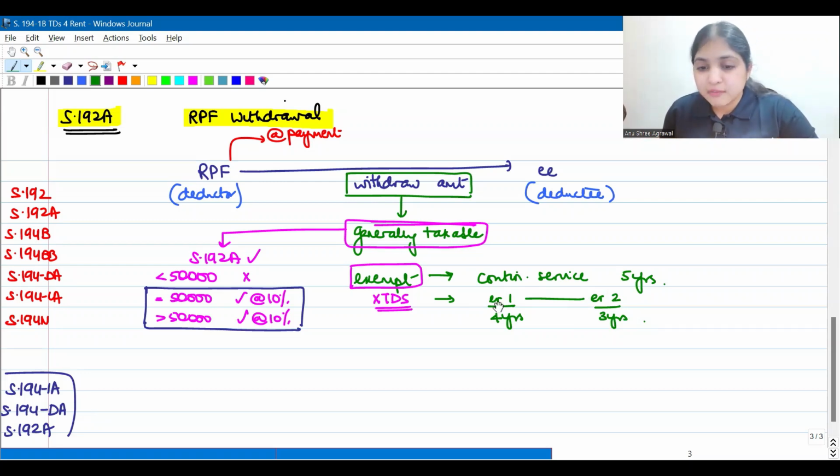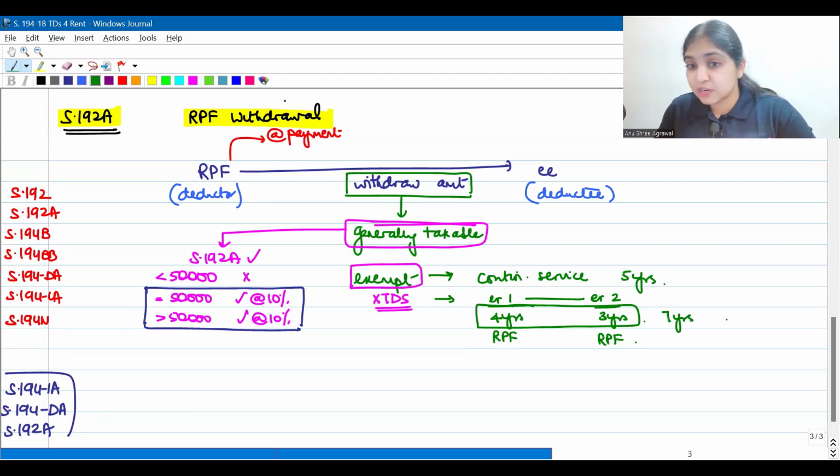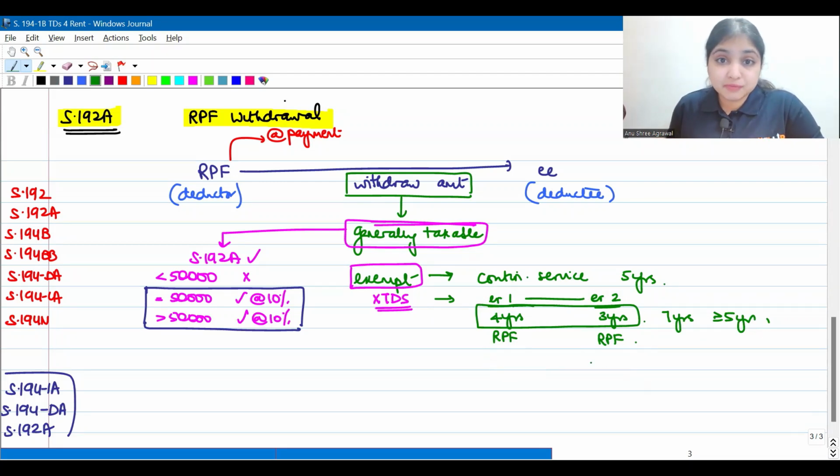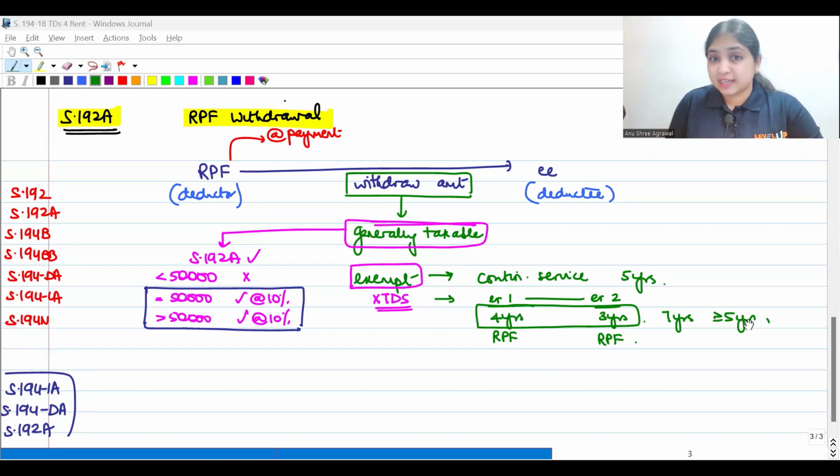But what he did was, when he left employer 1, whatever money he had in his RPF balance, he transferred it to employer 2's RPF. So basically, he's continuing to use RPF only. From the RPF point of view, he has worked for 7 years, which is at least 5 years. So even though he has shifted employers, he did not withdraw money from RPF in between. Money stayed in RPF for at least 5 years. So even over here, later when he withdraws the money, it's going to be fully exempt.